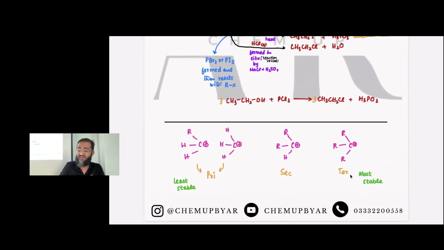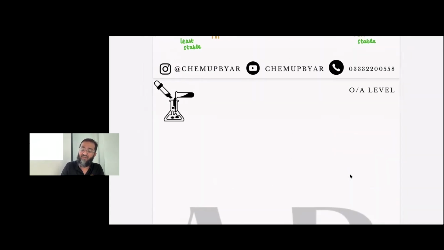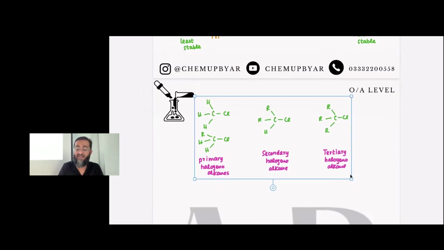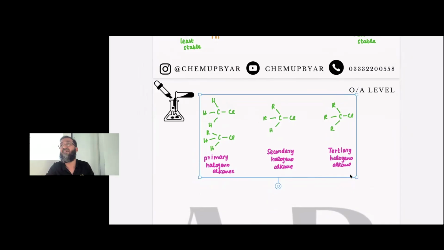So we can identify the halogenoalkanes and the alcohols on the same basis as we have categorized the carbocations. Is this clear? So the classification of the carbocations and the classifications of the halogenoalkanes or alcohols are exactly the same. Okay.